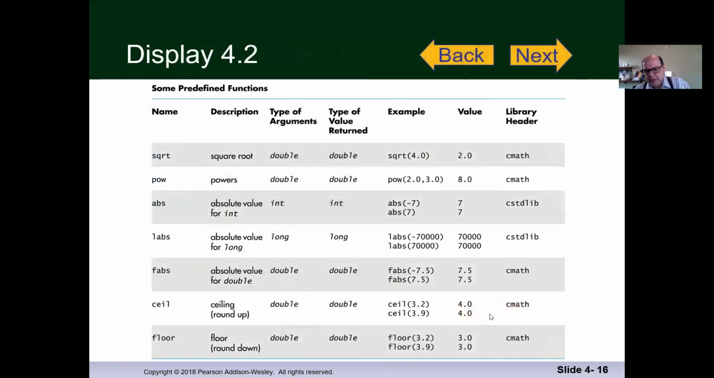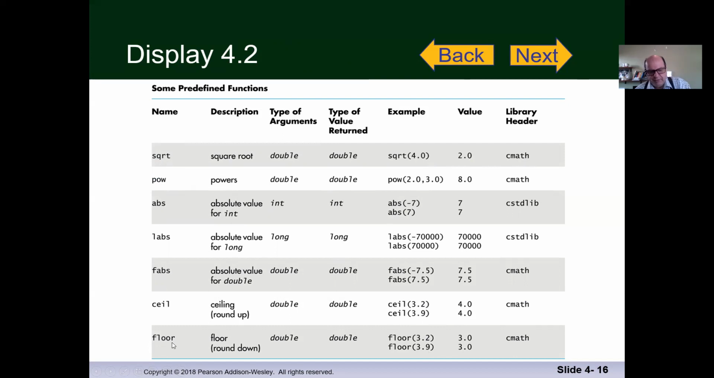We can see some of these things in your book, and it tells you about the libraries. If you want to use abs or labs, that's for long. fabs is part of cmath, but abs and labs are part of cstdlib, which is the C standard library. Then we have square root and power, which are part of cmath. And then we have ceiling and floor.